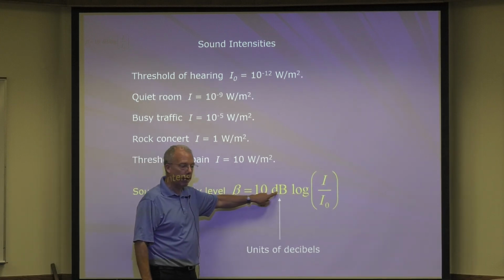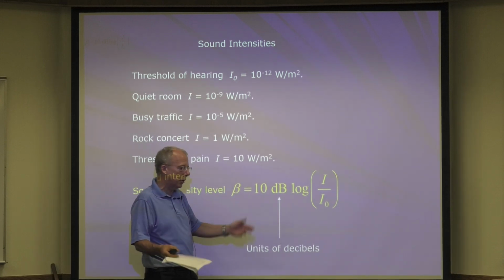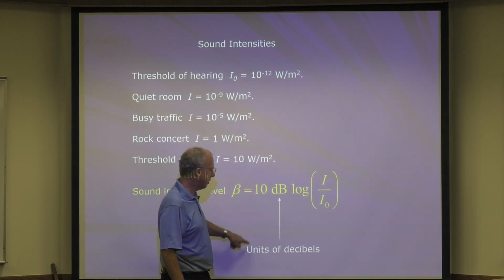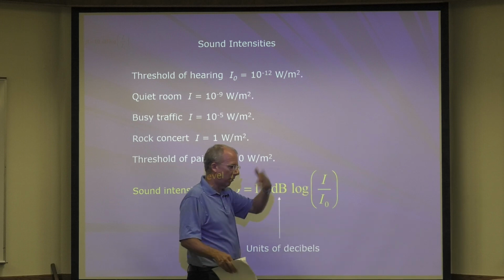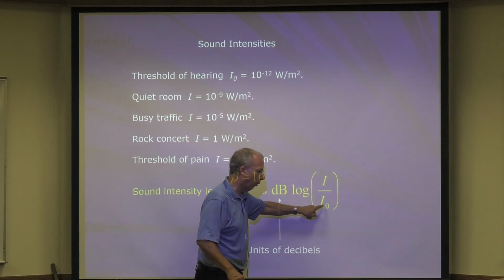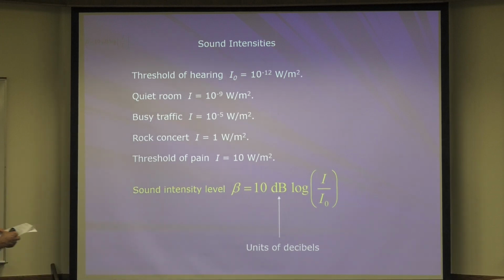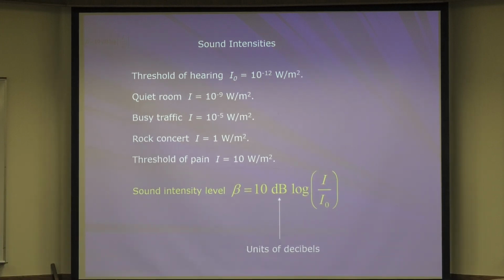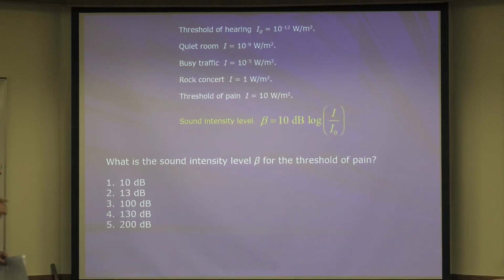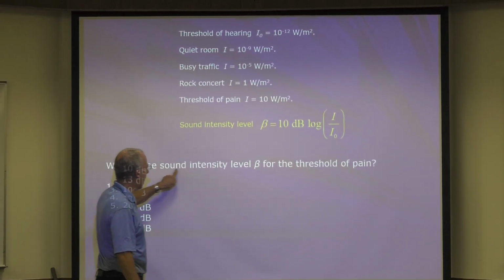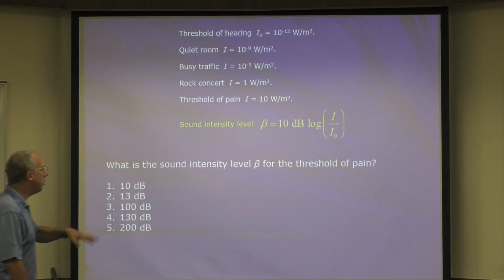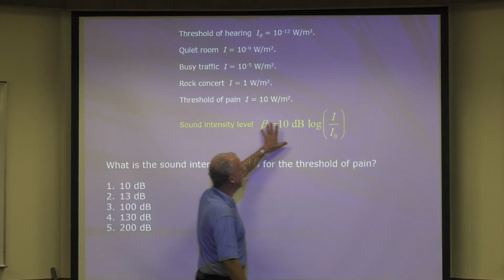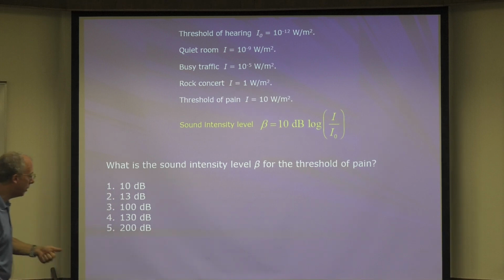Beta equals 10 decibels. You've probably heard decibels before, right? Loudness. The rock concert was so many decibels. 10 decibels is just a unit, times the log of I, whatever it is, a rock concert or whatever, divided by the threshold. That's called the sound intensity level. So what is the sound intensity level beta for the threshold of pain? Use the information up here, use the definition, and do the math, because you've got to get used to doing this math. Pause your video and do the math, please.